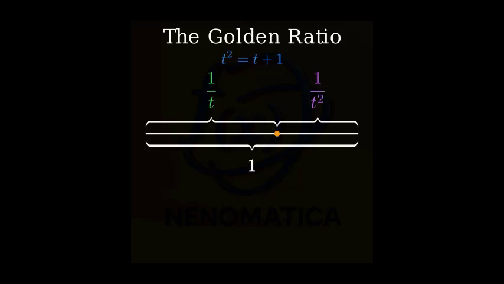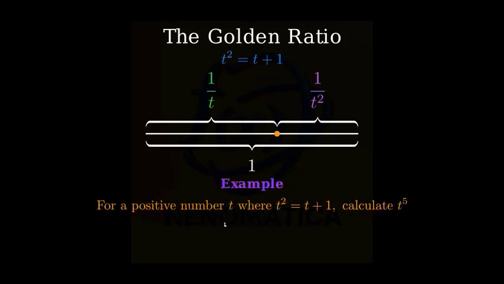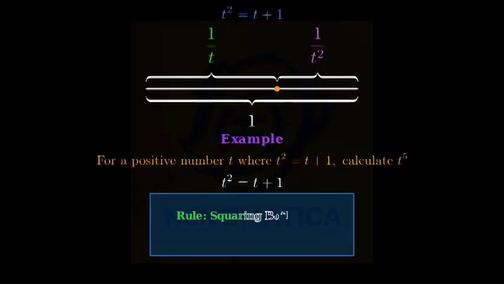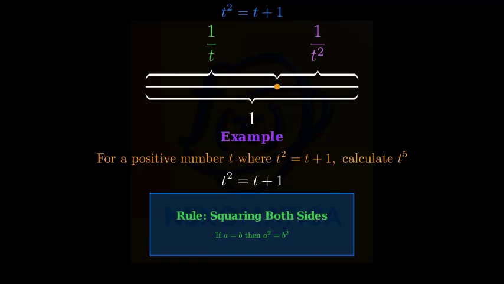Now, let's examine our specific problem. We're told that for a positive number t that satisfies the golden ratio equation, t squared equals t plus 1, we need to calculate the value of t to the power of 5. Let's solve this problem step by step. First, we need to find a pattern that will help us calculate higher powers of t. Let's square both sides of our original equation.